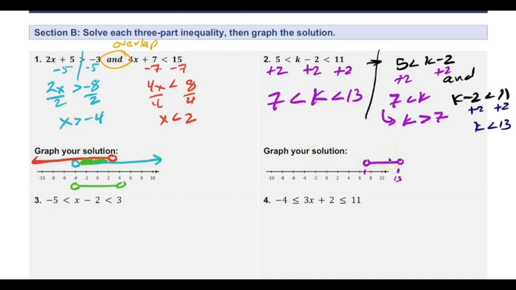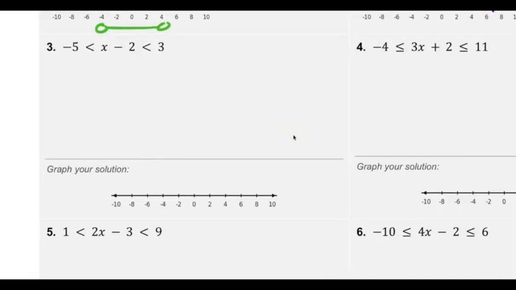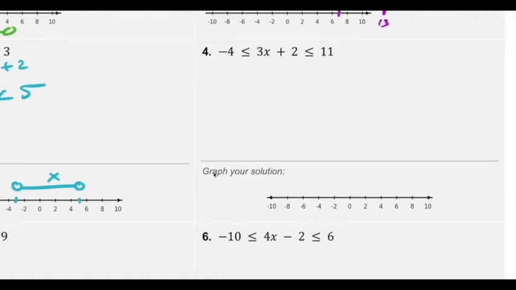So either way, you get the same answer. So I guess we have more of these. I'm just going to do plus 2, plus 2, plus 2. I get -3 is less than x is less than 5. So again, all we're going to do is, here's -3, here is 5, and then we're between those two. So that's our answer.